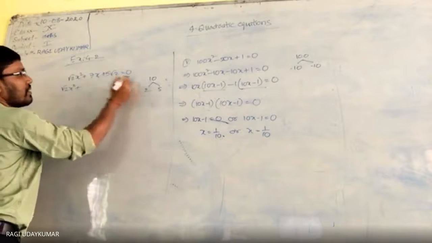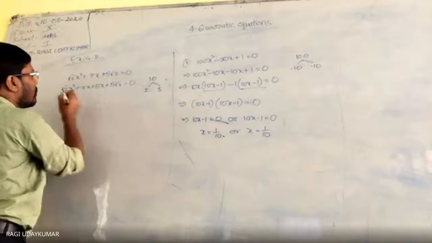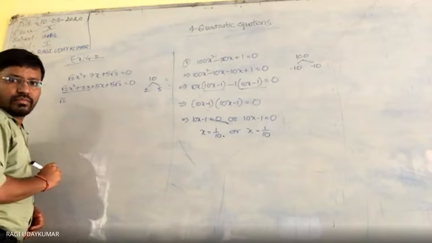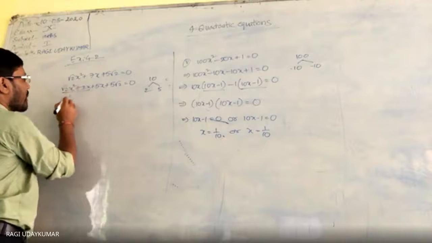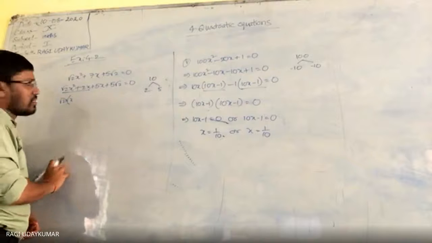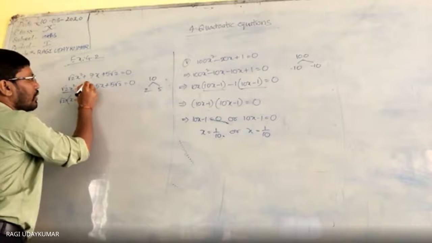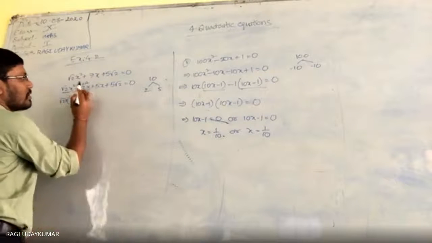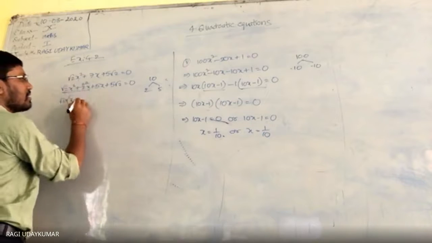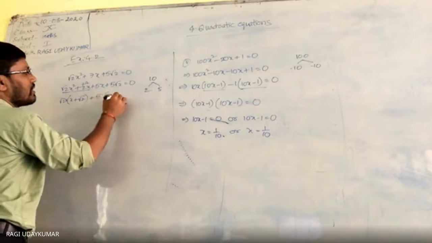So root 2 x square plus 2x plus 5x plus 5 root 2 is equal to 0. From the first two terms you take root 2x common. Here 2 can be written as root 2 into root 2. So root 2x comes out and only x plus root 2 remains. From the other two terms you take 5 common, then x plus root 2 you are going to get.